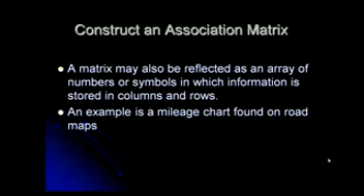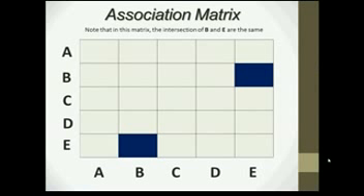An association matrix is really nothing more than a collection of information that you might be able to see. In this case, I'm saying that the corresponding block between B and E is the same as the corresponding block over here between B and E. As simple as that might seem, for some that could be a little bit complex.